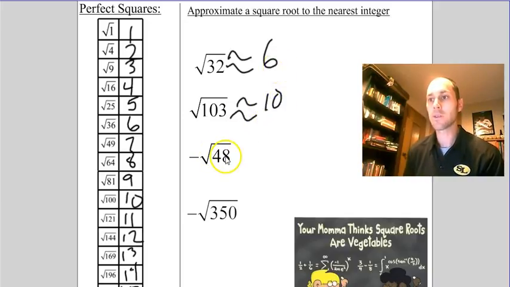Then the negative square root of 48. We'll deal with the negative later, but the square root of 48 is in between these two. Closer to the square root of 49, so it's approximately, now we can take a look at the negative, we make it negative now, -7.